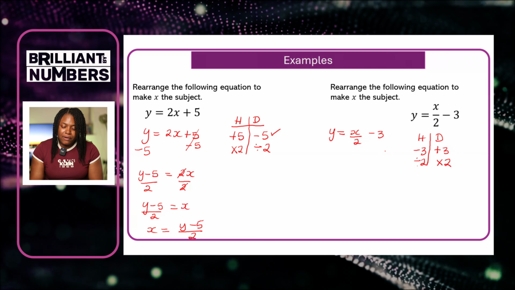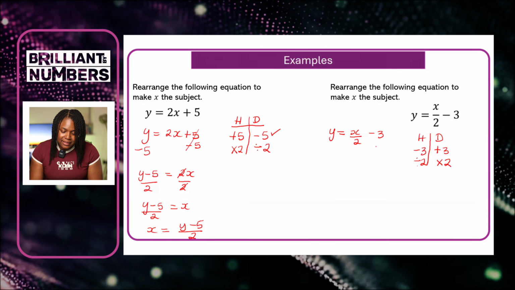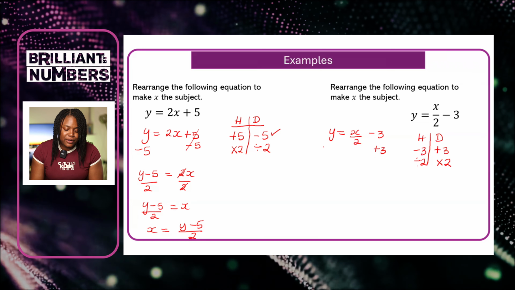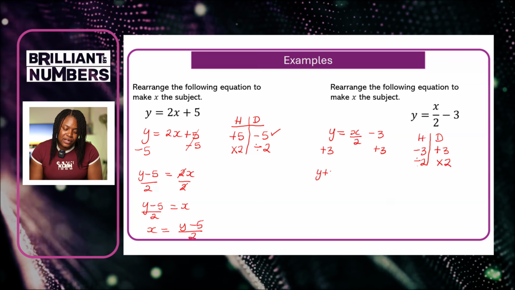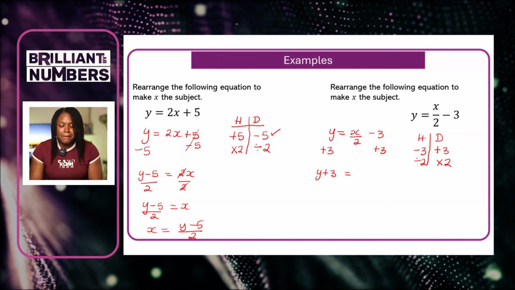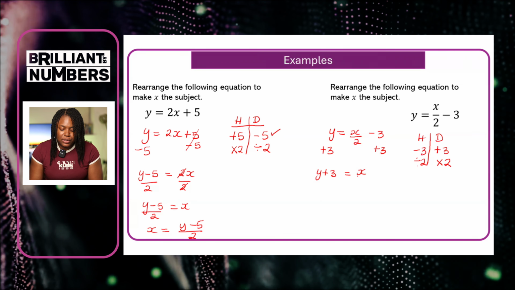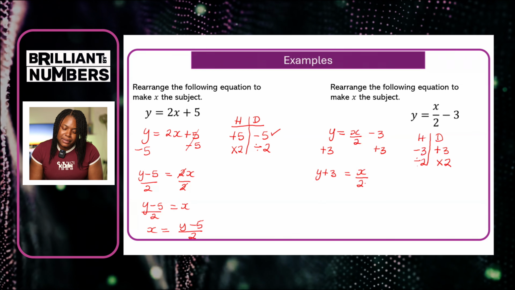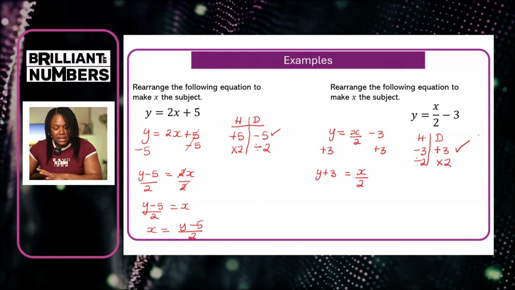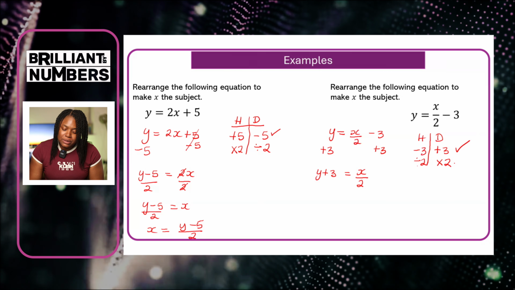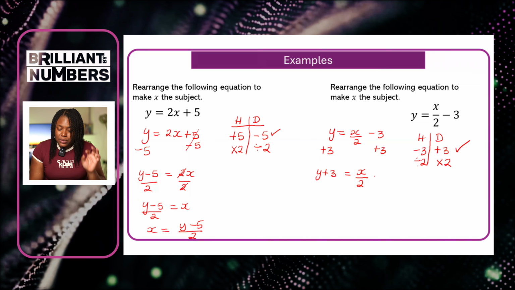So I'm going to take care of my minus 3 first. So what I need to do is to add 3 to both sides of my equation. Tidying this up, I get y add 3 on the left hand side. Minus 3 plus 3 cancels out. So on the right hand side, we only have x divided by 2. So I'm going to check that off. I've done my plus 3. Now I need to go to multiplying by 2. So I need to multiply both sides by 2.